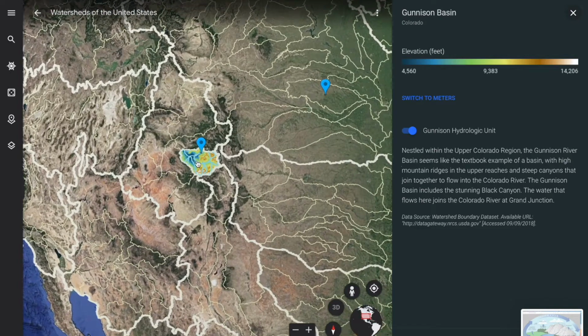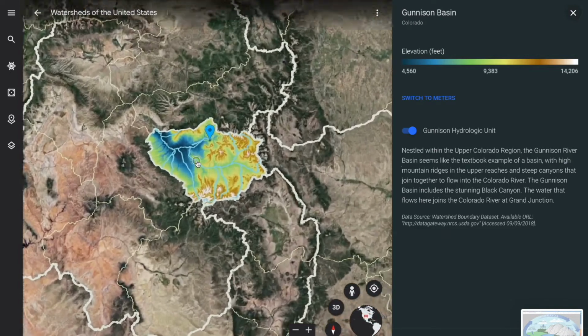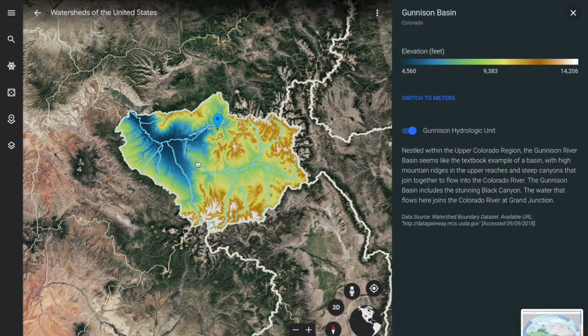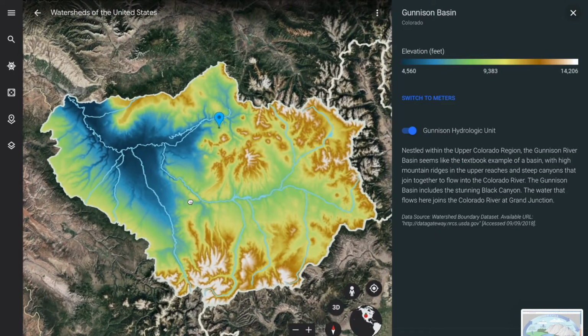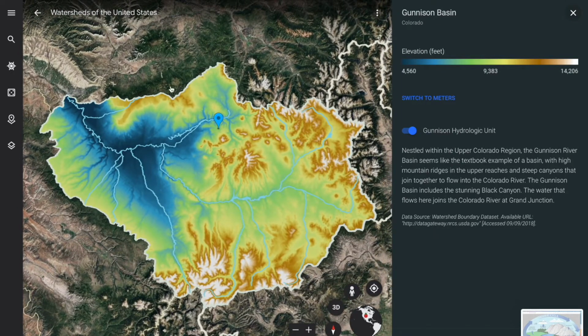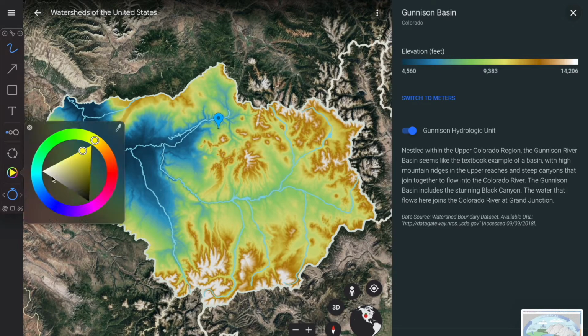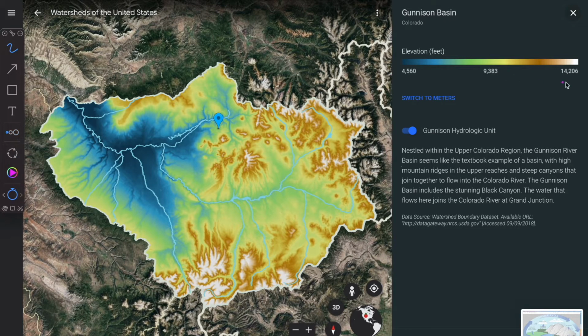Okay, and we're going to zoom in a little bit so we can see it better. This is a topographic map. I'm not sure if we've talked too much about topographic maps, but up here is a key.